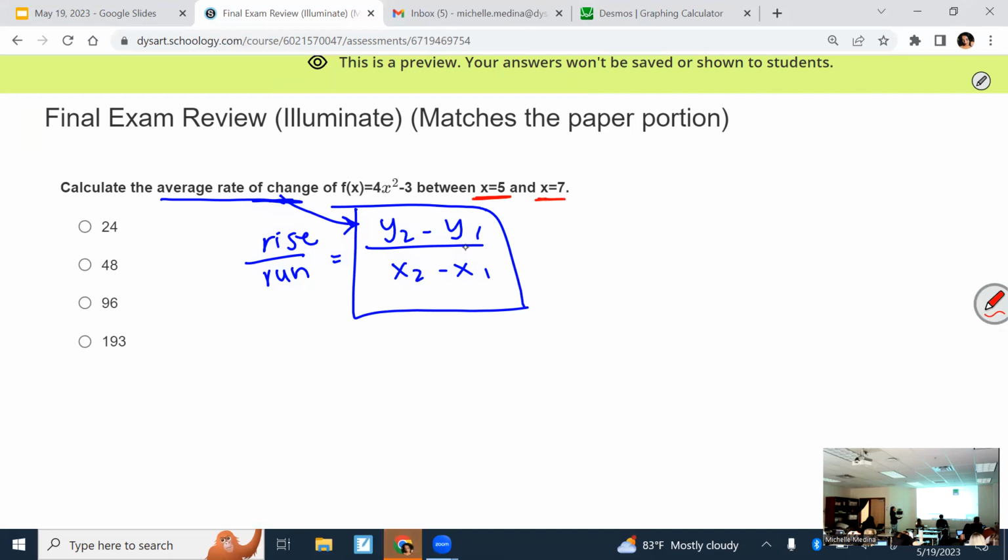So for this formula, you need coordinates, right? Well, I don't have those, at least not yet. They do give me the X's. So I could have a coordinate with a 5 for the X, a coordinate with a 7 for the X, and I need to solve for the Y. How could I do that based on what they did?